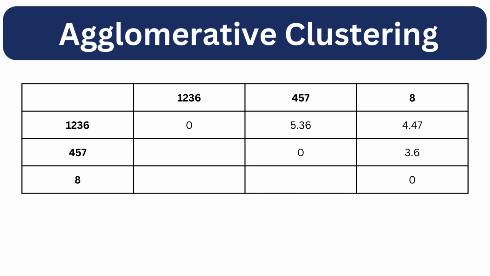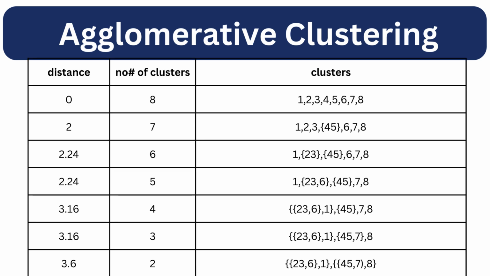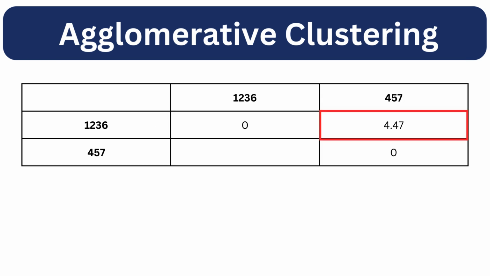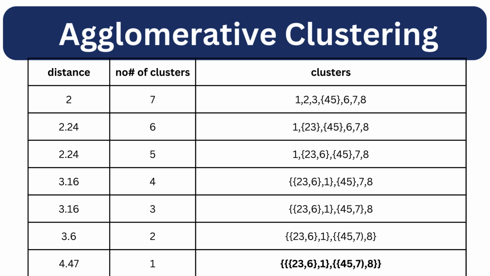Further reducing the matrix to 3 by 3 and finding the minimum, we got 3.6. So the cluster 4, 5, 7 will be merged with the cluster 8. Now we are left with only 2 clusters. At the final step, we will have a 2 by 2 matrix. We will select the minimum and we will combine the two clusters into a single cluster at the distance of 4.47. So instead of hard coding the value of k, we have found all the natural clusters present in the data. Now the question is, which number of clusters should we keep, which best represents the clustering?